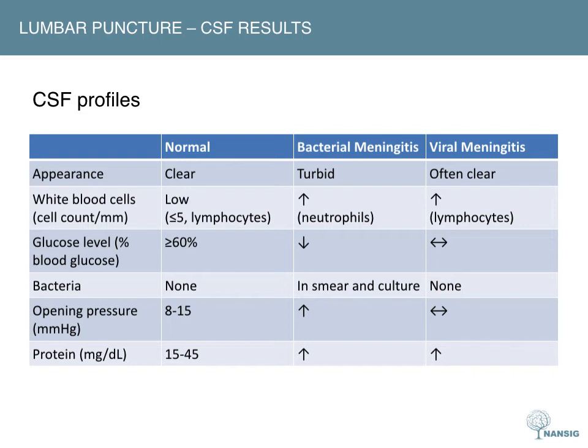Viral meningitis has less stark changes, with the CSF often looking clear or slightly cloudy. White blood cells are increased but still lymphocytes. Proteins are elevated. The opening pressure is usually in the normal range.